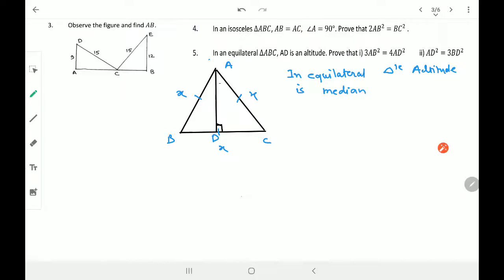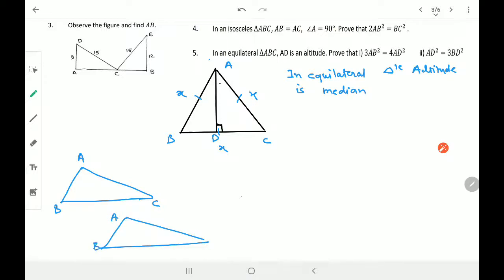But for other cases, altitude is not median, remember. Now for an example, if I take this one, this is a triangle ABC, and here is the same triangle ABC. Here is AM, which is median, and here is altitude AD, which is altitude. Altitude means perpendicular from the opposite vertex on the base, right? So they are not same.